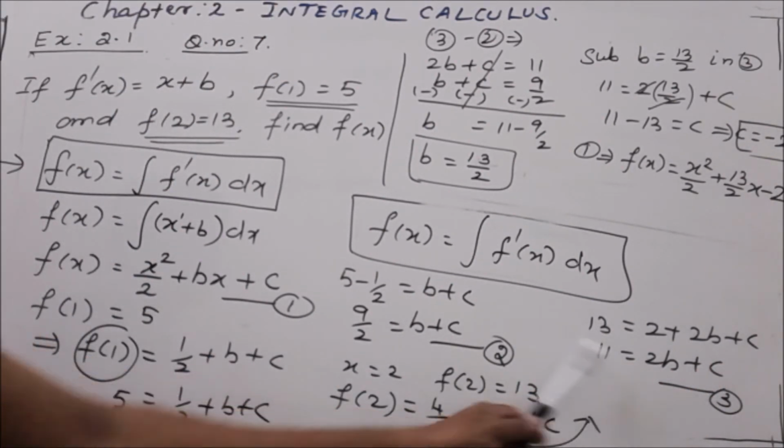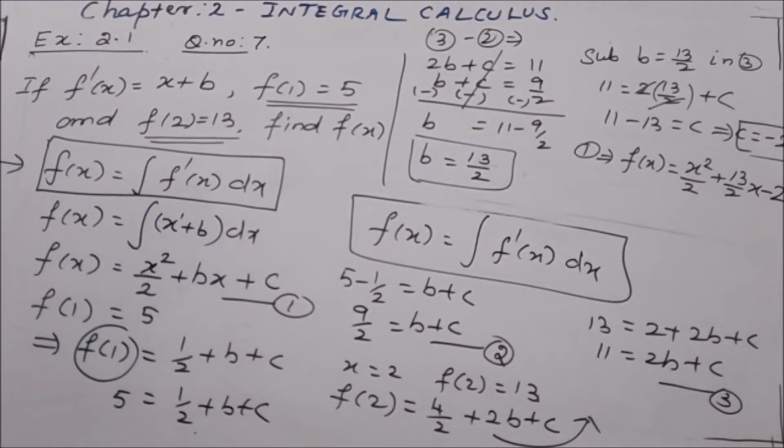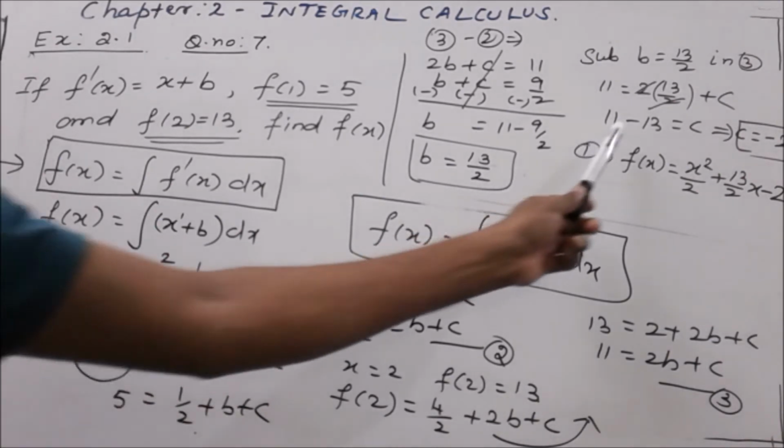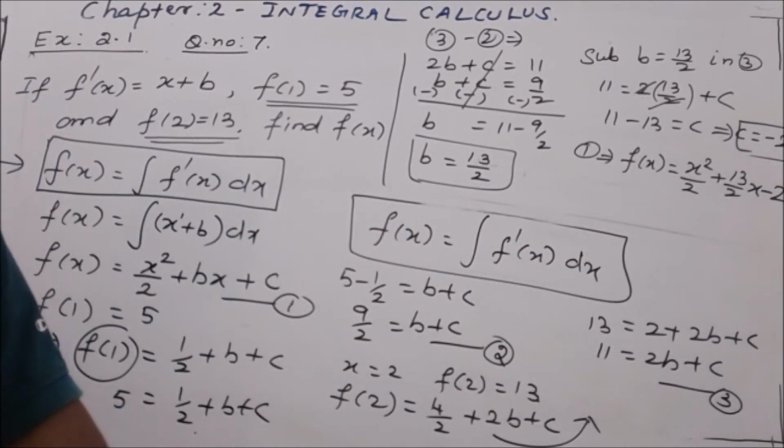Solving 2 and 3, we will get b and c. Then substituting b and c in equation 1, we will get the required function f of x is equal to x square by 2 plus 13x by 2 minus 2.